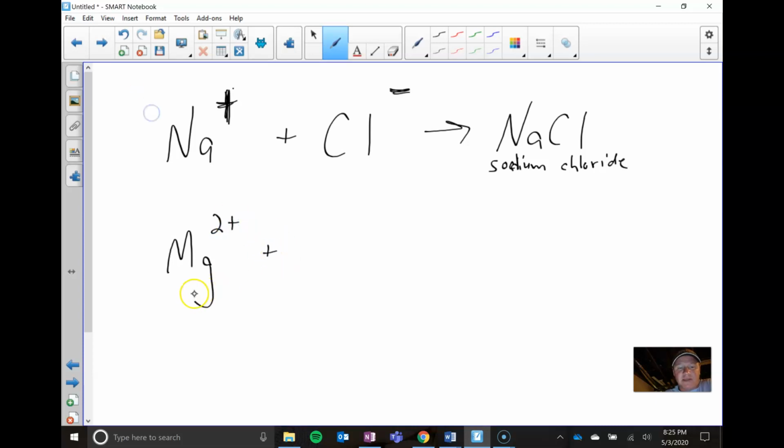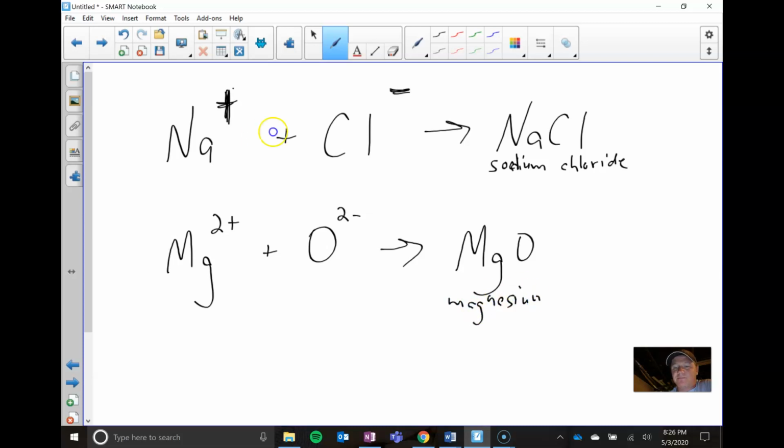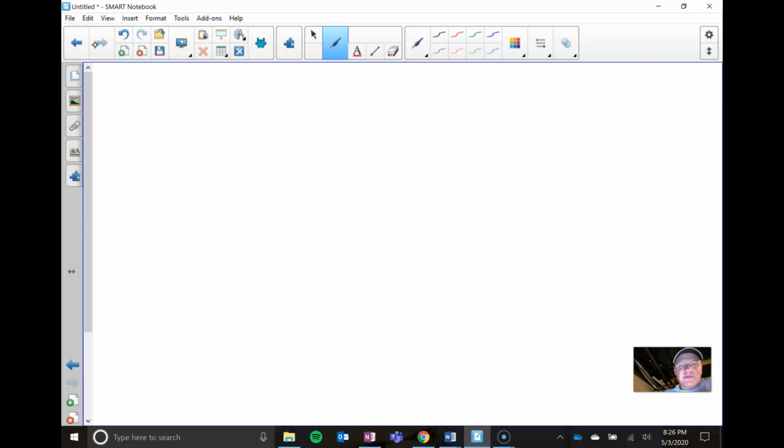Let's look at magnesium with a positive 2 charge and oxide with a negative 2 charge. There again, positive 2, negative 2, perfectly balanced. So we're left with MgO, which is magnesium oxide. Pretty straightforward so far, right? But what happens if the charges don't match up? Let's take a look at this.